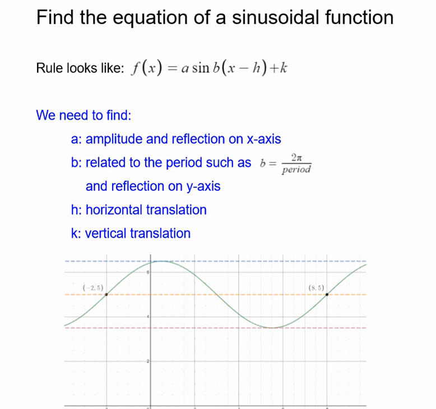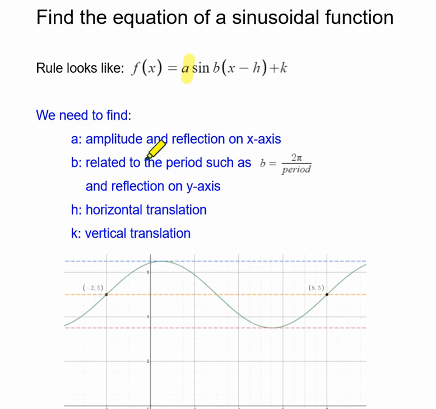In this video, I'm gonna check with you how to find the equation of a sinusoidal function. So your rule is gonna look like f of x is equal to a sine of b, x minus h, plus k. So you'll need to find the amplitude. You remember that a is your amplitude, but if there's a reflection on your x-axis, that's where we could write it there.